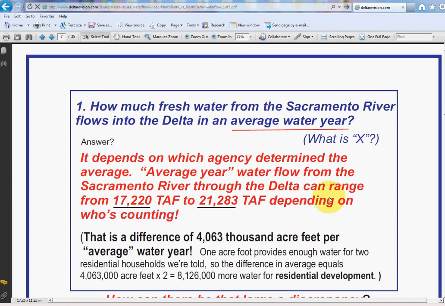And so we have to figure out, okay, what really is the average water year, so we can figure out what average is appropriate to divert from the Delta, because they want to divert more, they meaning some state contractors. So I'm going to go on. So I'm going to use the million acre feet instead of the 1,000.